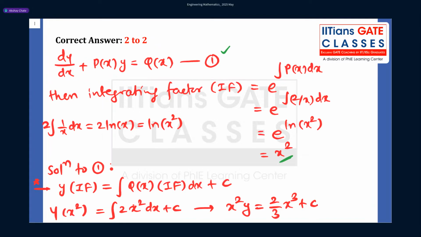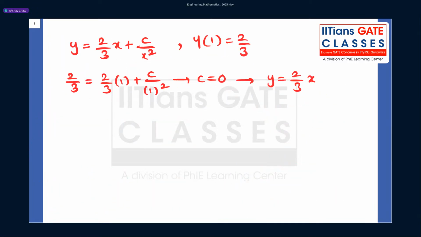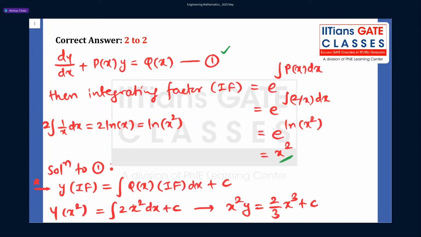And they want to finally answer what is the value of y at x equal to 3. Okay? So therefore, y at x equal to 3 will be nothing but 2 by 3 into 3, because x is 3, which is equal to 2. Okay, so this is your final answer. Okay, let me just cross check. Yeah, so the answer is 2, because you need to put it as an integer.